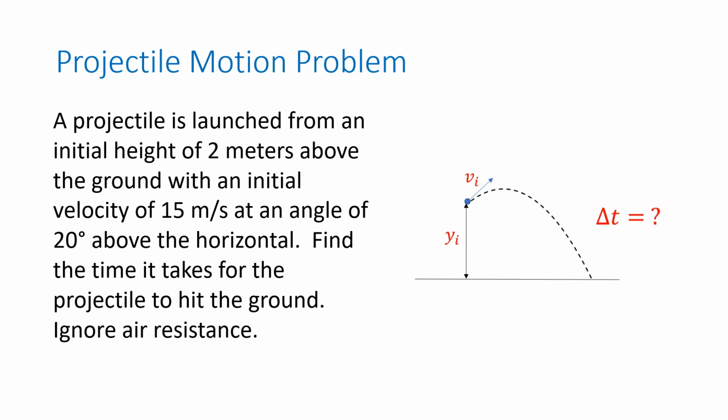Here's the problem we want to solve. A projectile is launched from an initial height of 2 meters above the ground with an initial velocity of 15 meters per second at an angle of 20 degrees above the horizontal. Find the time it takes for the projectile to hit the ground. Ignore air resistance.